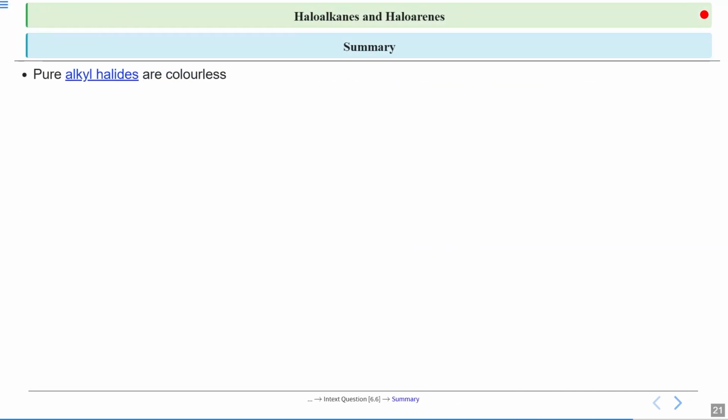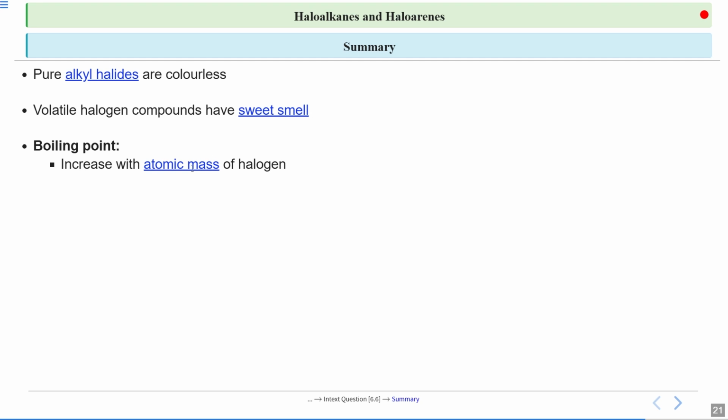Okay, let's see the summary. So what we have covered today. First of all, pure alkyl halides are colorless, that we have seen. Volatile halogen compounds have a sweet smell. Boiling point, if you talk about, with the increase in the atomic mass of the halogen, the boiling point will also increase. So if you attach a higher halogen, present in the group of halogens with the higher atomic mass, with the alkyl group, then with the greater atomic mass of halogen, the boiling point will increase.